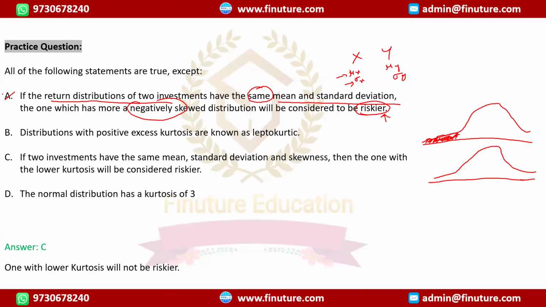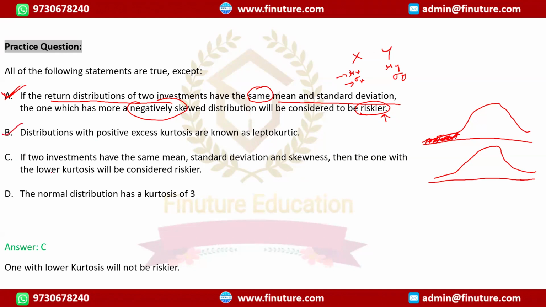So this option is true. We are asked to identify which one is false. Distributions with a positive excess kurtosis are known as leptokurtic; this you can answer. Yeah, that's true.